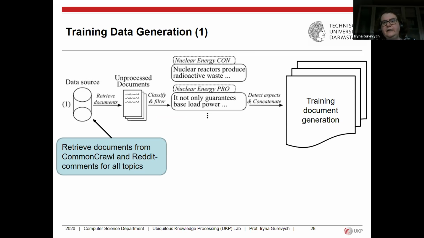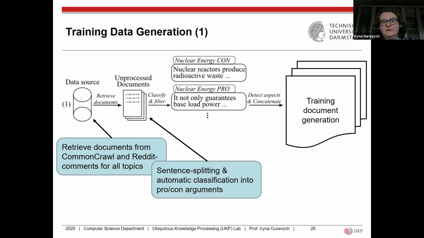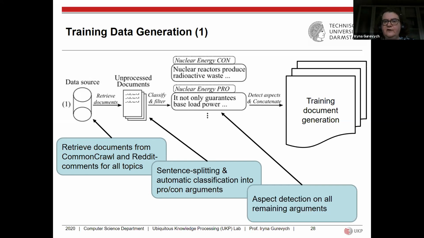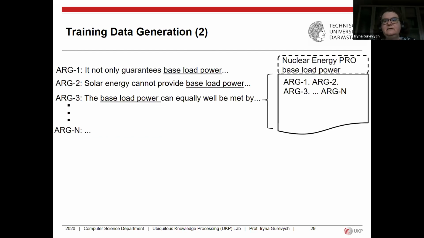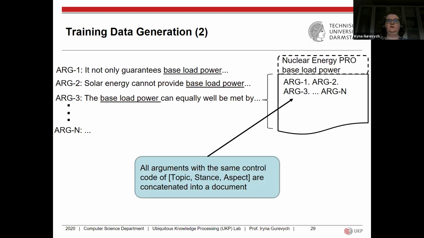We treat these data sets separately and train 2 generation models for later comparison of results. We apply automatic sentence splitting on all documents retrieved from the sources, and we classify the sentences into no argument, pro argument, and con argument. Since we are not interested in non-arguments, we just remove them from the data. Finally, we use our aspect detection model to identify all aspects of the remaining arguments automatically. We group all arguments with the same topic, stance, and aspect and concatenate them into our final training document. To prevent the documents from being too small, we set a lower limit of 15 sentences per topic and an upper limit of 1.5 thousand sentences so that we do not overfit on large overrepresented aspects.